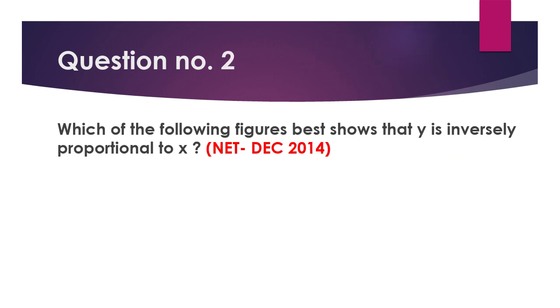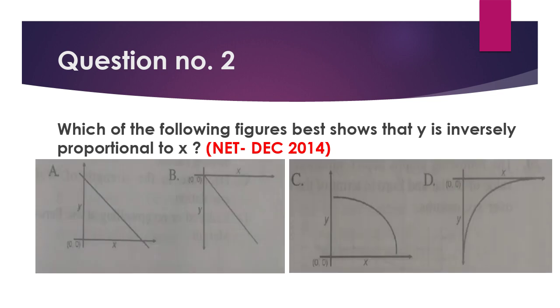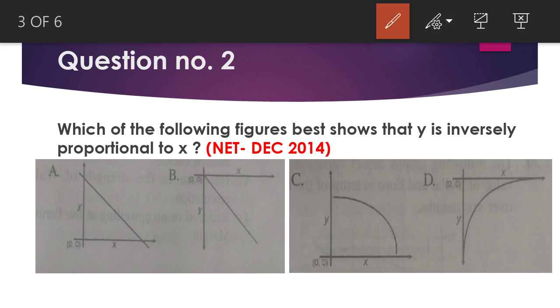Now second question, which of the following figures best shows that y is inversely proportional to x? Now there are 4 figures and they are showing some relationship between x and y. Which figure is showing the inversely proportional? Now in this situation, condition number A is not inversely proportional or directly proportional. If two functions are directly proportional, they will show a structure something like graph number B. And C is also not good. D is the correct answer.